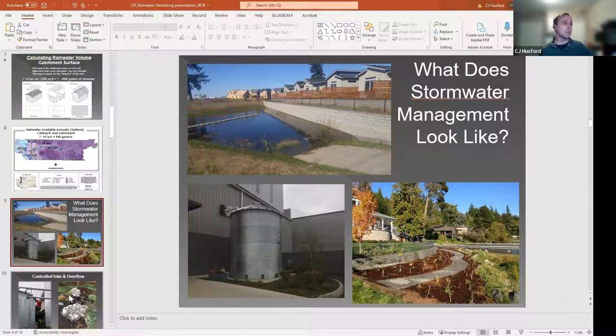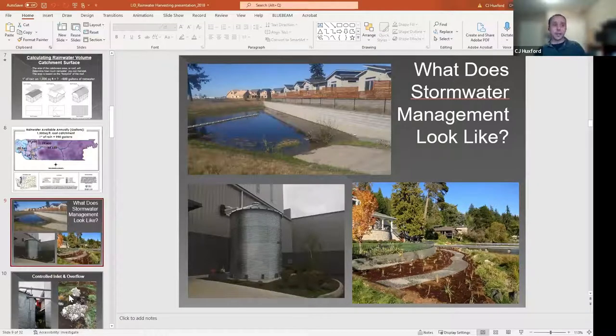What does stormwater management look like in the top picture there? You've seen bioretention ponds. People might have noticed these things. There are other approaches, like retaining the water in a tank, like in the lower left picture there, and then having a slow release or just trying to retain that water in some way.